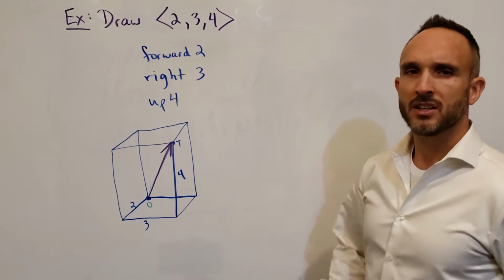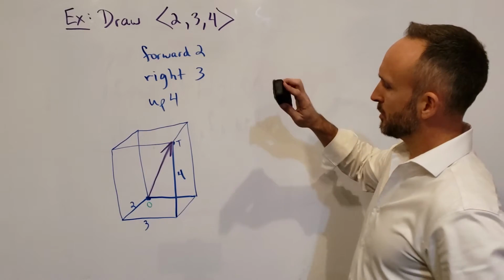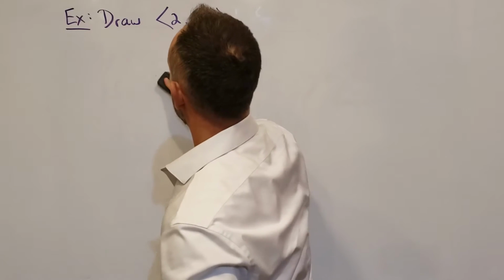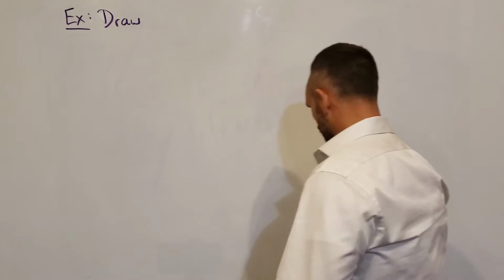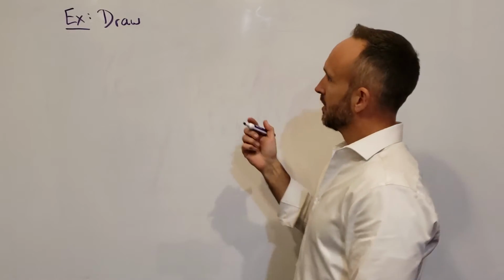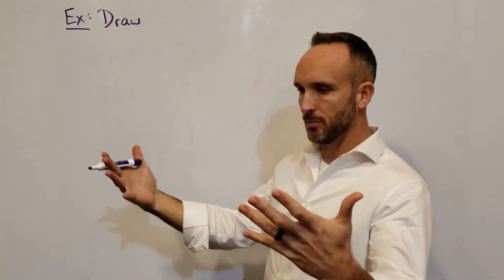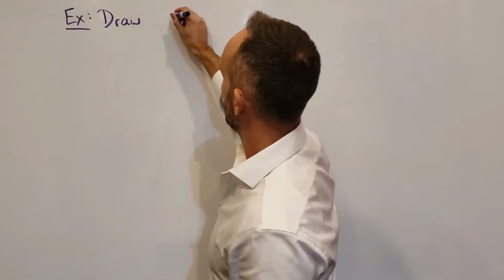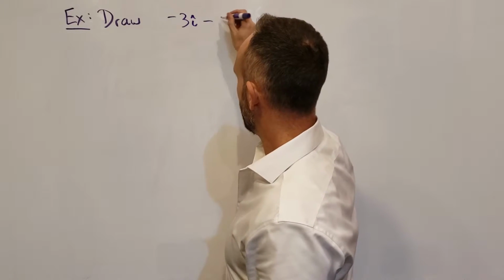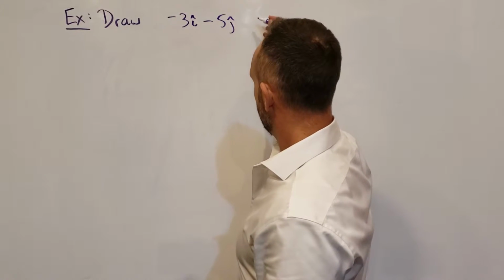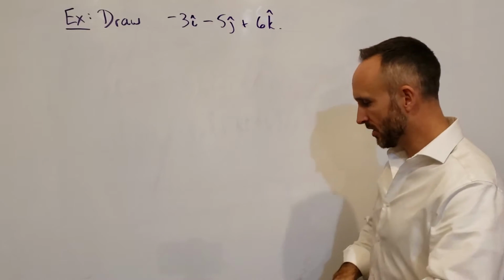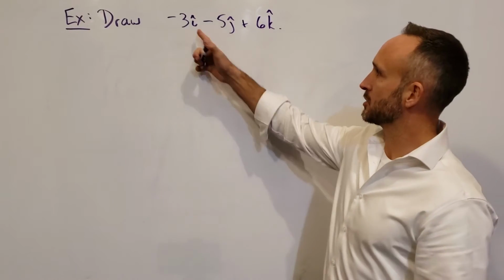All right, let's try another one. Let's maybe throw a negative into the mix. Maybe a couple negatives. So let's say this time we want to draw the vector. I don't want the numbers to be too small so that we have a big enough picture to work off of. Let's say we have negative 3i hat minus 5j hat plus 6k hat. Okay? So I'm going to have a box that's 3 by 5 by 6.